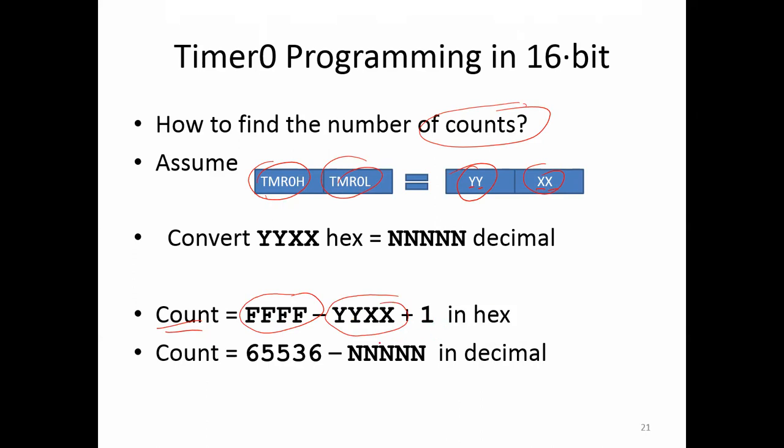If you want to work in decimal, you can convert FFFF to decimal. It is 65,536 minus your number in decimal, which is the value of YYXX, and then plus 1. So we can make it directly 65,536. Okay, so this is how to find the value of timer 0 low and timer 0 high. Any question about this?